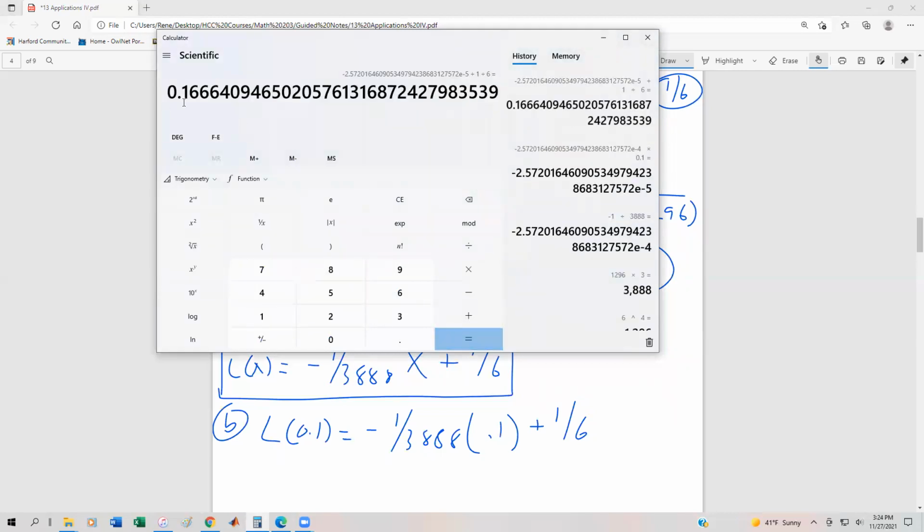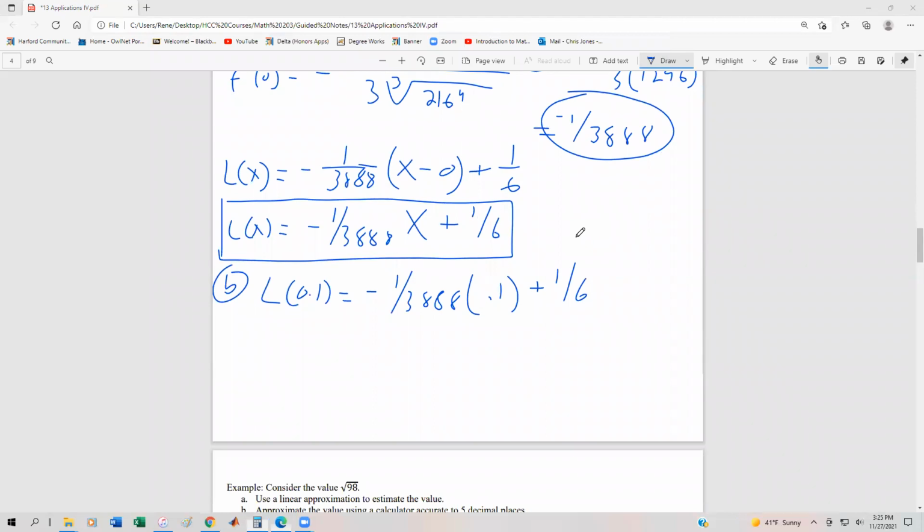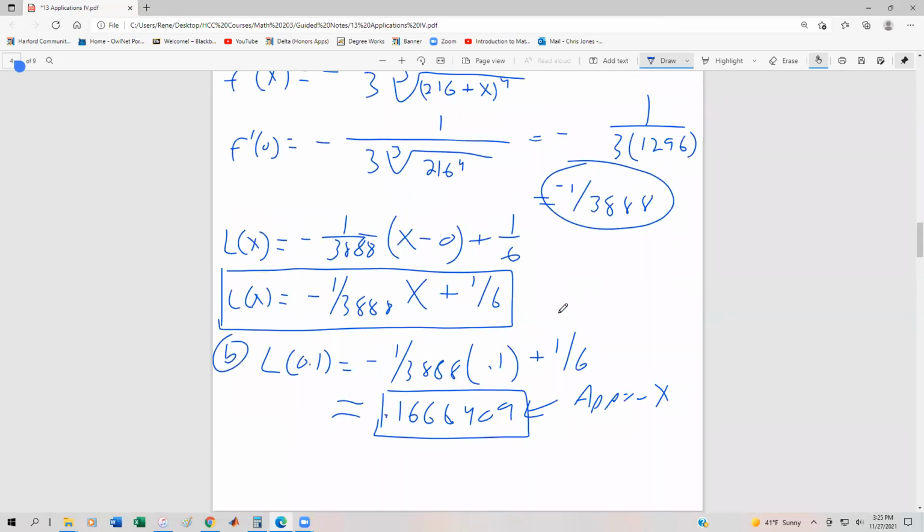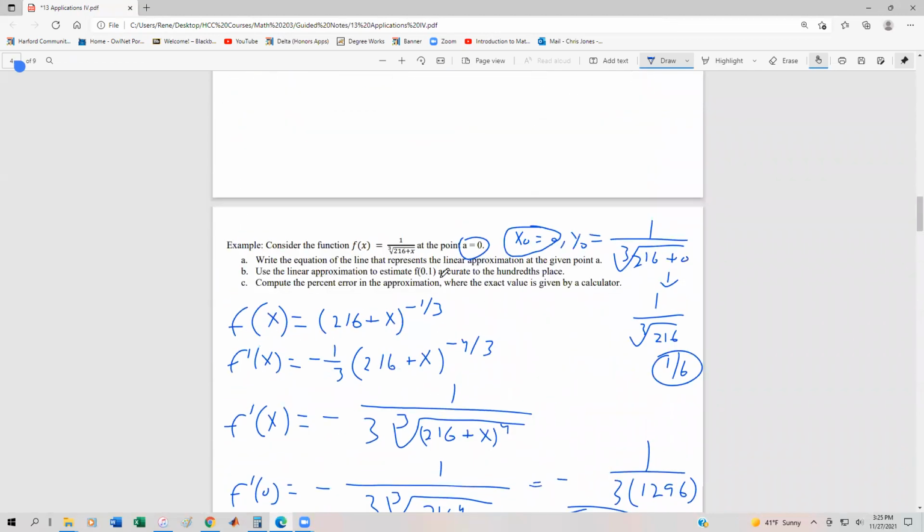All right, so we get this: 0.166640. This is going to give us approximately 0.16666409. So we're going to hold that. Now this is going to be our approximation. To get to the actual value, what we're going to do is substitute 0.1 back into the original function.